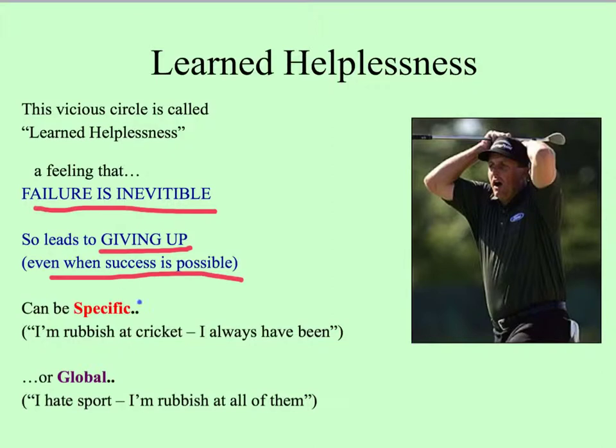There are two types of learned helplessness. One can be specific, so it can be for a certain sport or even a certain skill, and also it can be global. So you can think that you're rubbish at everything, and there are obviously some people who are that kind of a person.